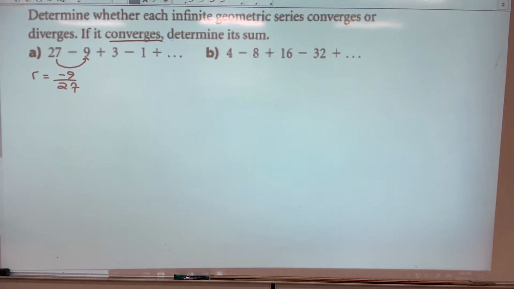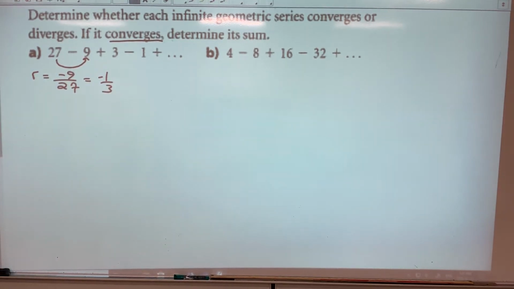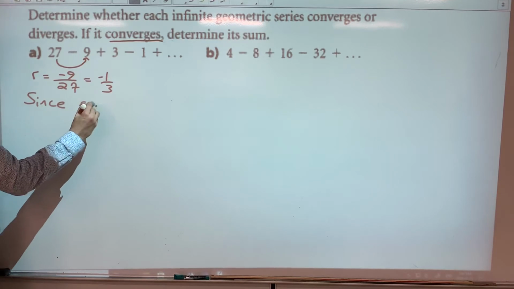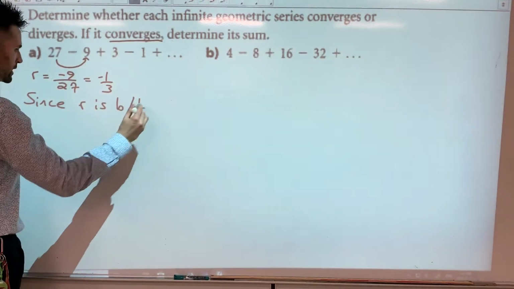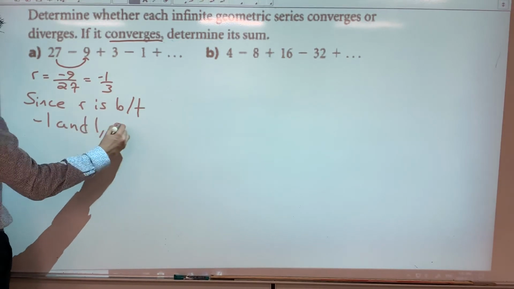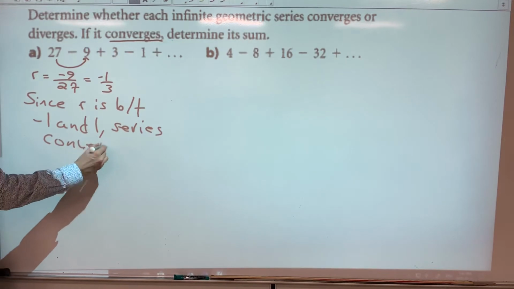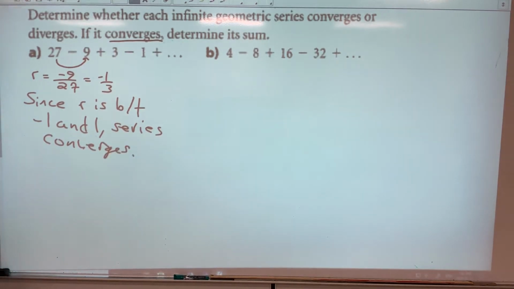So that's my formula, right? Term 2 over term 1. And that reduces down to, I think, -1/3. Do you guys agree? Yeah? So, is my R value between -1 and 1? Yeah. Okay, so you would say, since R is between -1 and 1, the series converges. So that answers the first step of the question, does it converge or diverge?